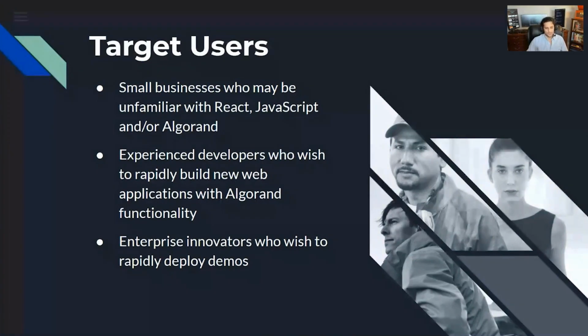And the other group is enterprise innovators who want to be able to rapidly deploy demos. Let's say, for example, that you're working at a bank or something like that, and you want to demonstrate to the rest of your staff how y'all can start incorporating blockchain technology. But with Pipeline Express, for example, you can basically fork our repository and deploy a custom dApp in like 2 or 3 minutes with your own branding on it.